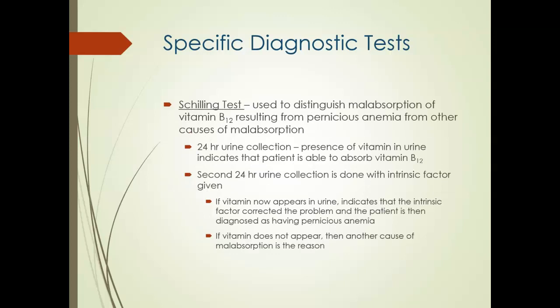Another test that is done is the Schilling test. This one's used to distinguish malabsorption of vitamin B12 resulting from pernicious anemia from other types of malabsorption. This is done with a 24-hour urine collection. So the patient collects urine for 24 hours, and the presence of the vitamin in the urine indicates that the patient is able to absorb vitamin B12. A second 24-hour collection is done with intrinsic factor. After they give the patient intrinsic factor, the vitamin should appear in the urine. This indicates that the intrinsic factor corrected the problem, and the problem was pernicious anemia. If the vitamin does not appear, then there's another cause of the issue.